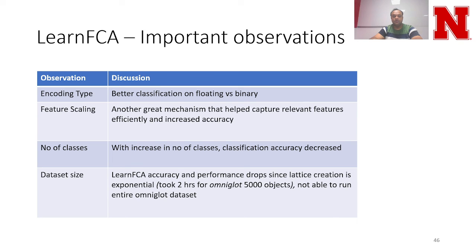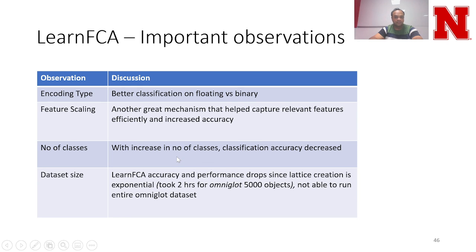So, important observations as we discussed. Our model performed better with floating instead of binary encodings, which is expected because we were able to capture the features more closely. So feature scaling helped us to capture more relevant features efficiently.